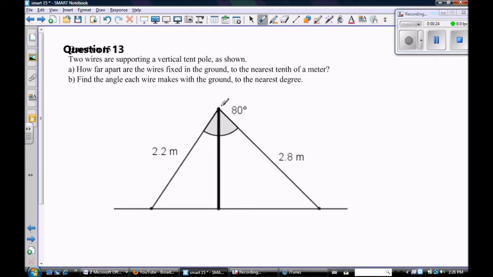So here's the tent pole, and then I've got this wire here, 2.2 meters in length, and another wire 2.8 meters in length. And the angle between those two wires is 80 degrees. So part A says, how far apart are the wires fixed in the ground to the nearest tenth of a meter? So I want to know what this distance is here.